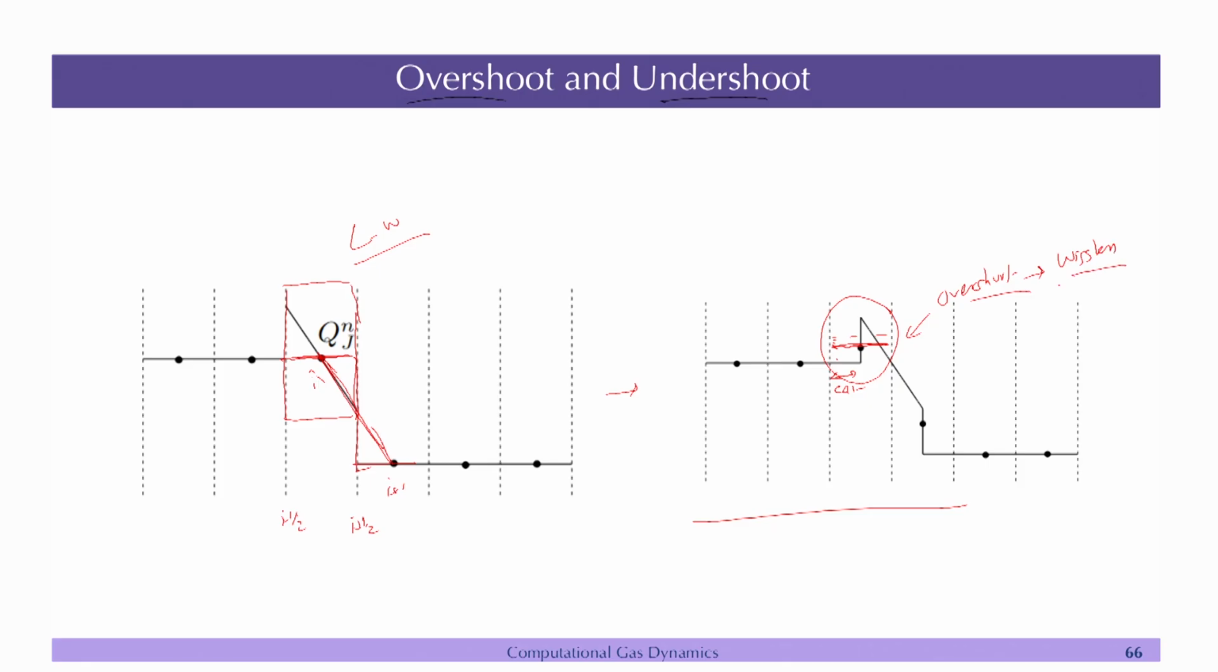If you consider I and I minus 1, for example, in the Beam-Warming scheme, then what will we have? We will have this one going down here, and you will develop something called undershoot.